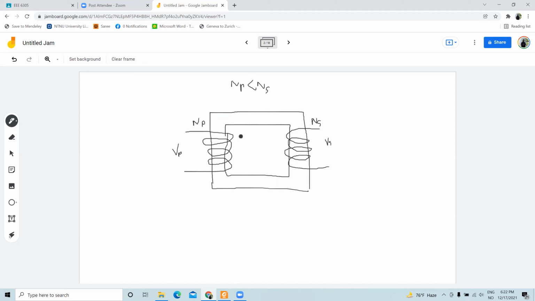But if you have a transient, what happens is that because these windings are placed like this, you have small capacitors in between the windings. Do you know that?